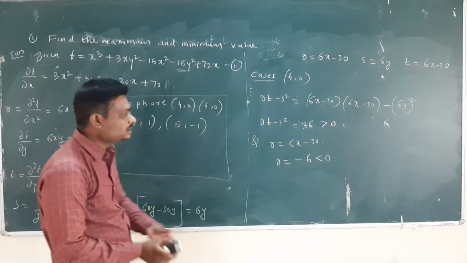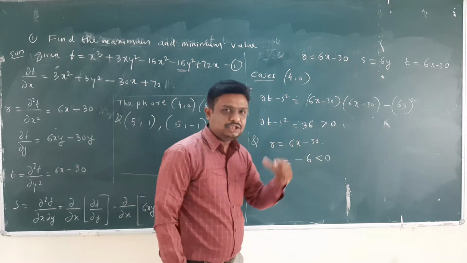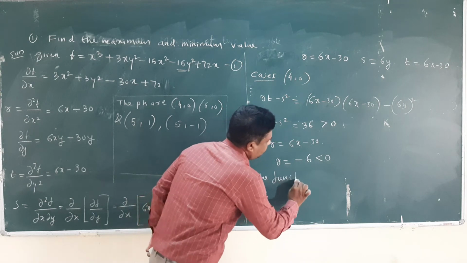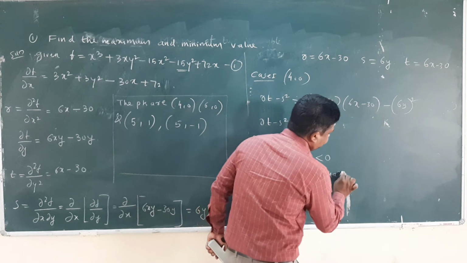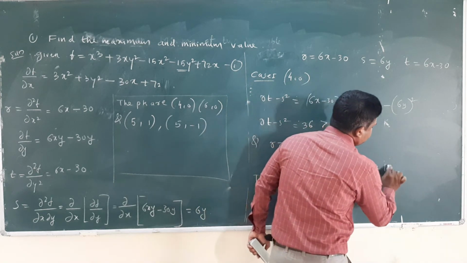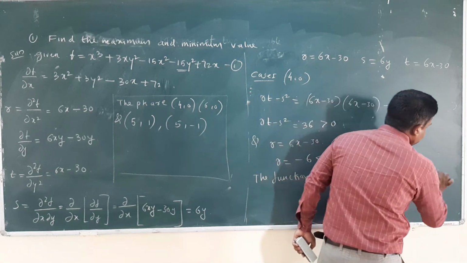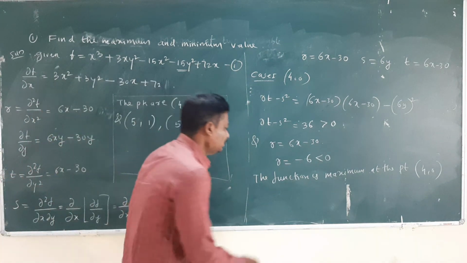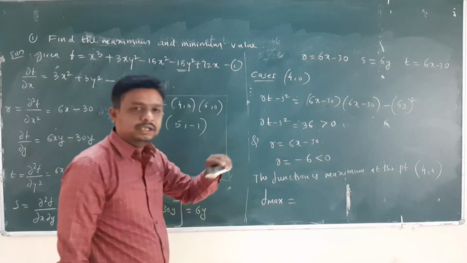So what does it indicate? If rt minus s square is greater than 0 and r is less than 0, then the function is maximum at the point (4, 0). Now we have to find the maximum value, that is f maximum.